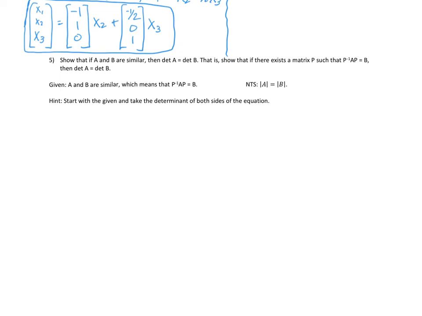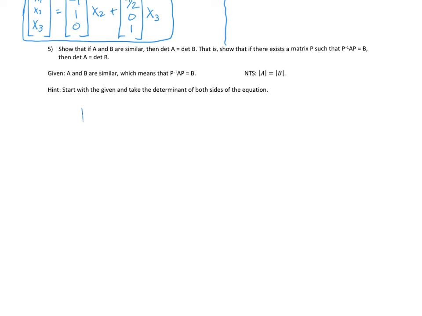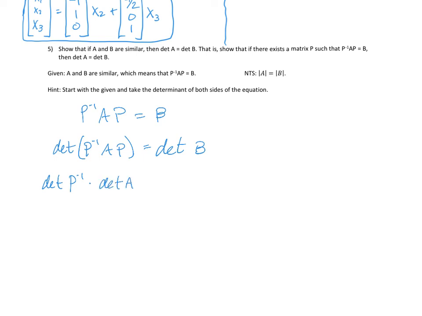So hint, start with the given. So P inverse AP equals B, and take the determinant of both sides. So the determinant of P inverse AP equals the determinant of B. And then properties of determinants says that we can do this. Determinant of P inverse times the determinant of A times the determinant of P equals the determinant of B.